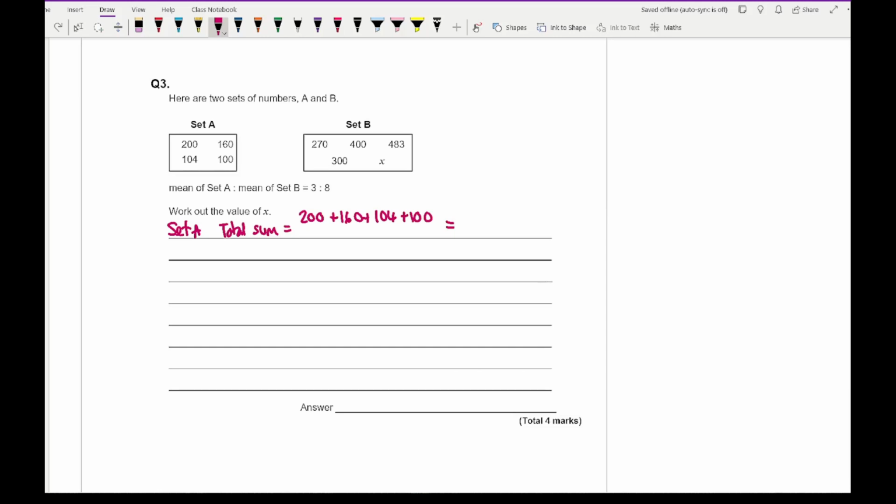an answer of 564. So then the mean of set A is going to be 564 divided by the total number of numbers, which is 4, which gives me an answer of 141. Now 141 equals 3 parts.